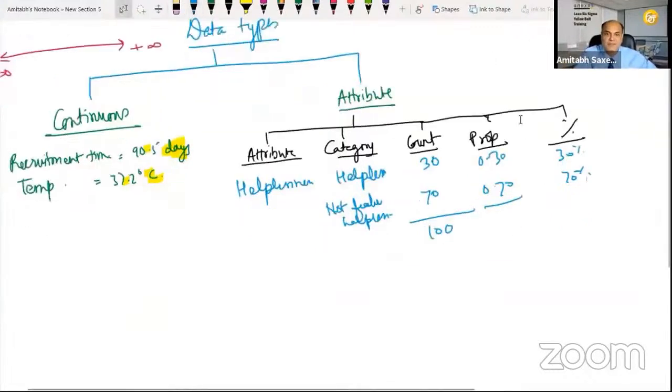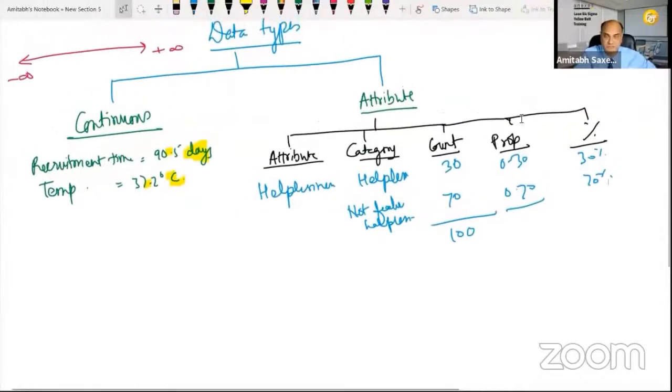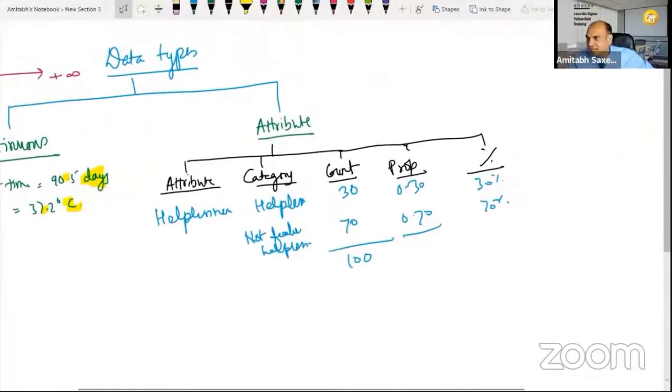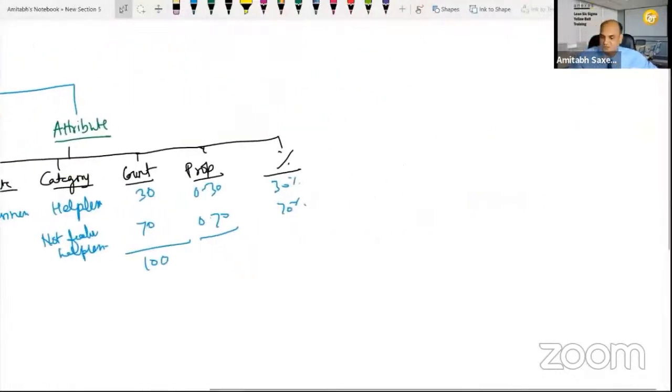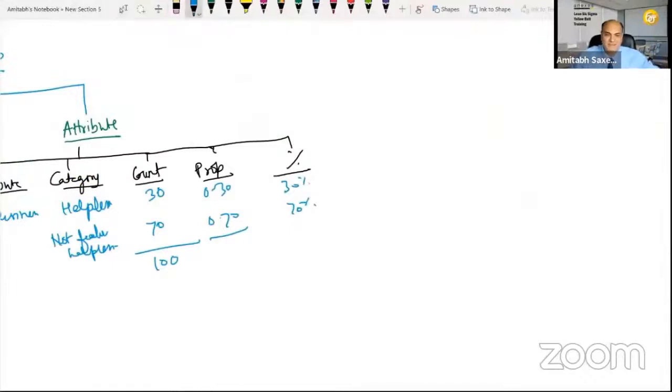Okay, tell me now. Quality percentage, continuous or attribute data? Or defect percentage, infection rate, continuous or attribute, tell me. People are telling continuous data. Sorry to tell you, again you are mistaken. When I say infection rate, whenever there is a percentage or a proportion, it is always attribute data.